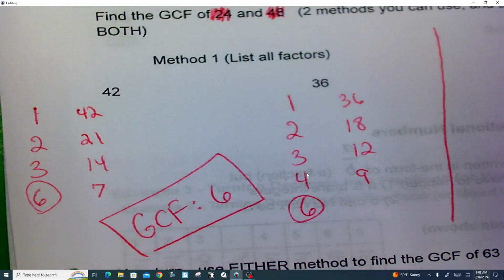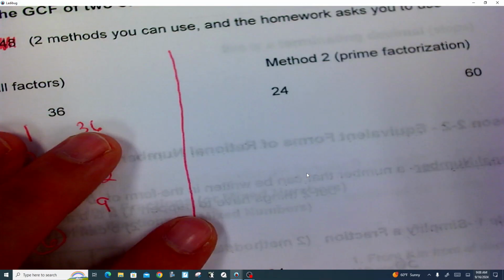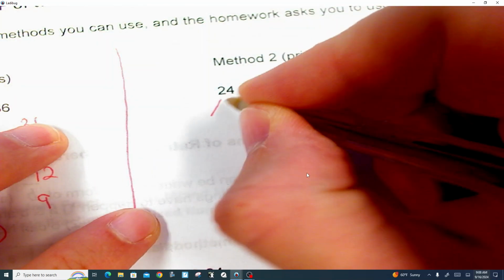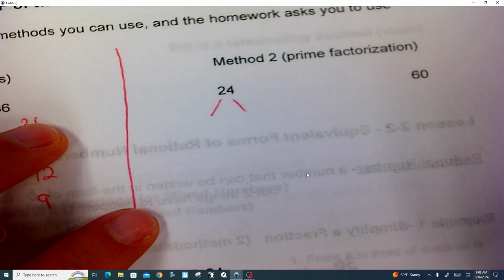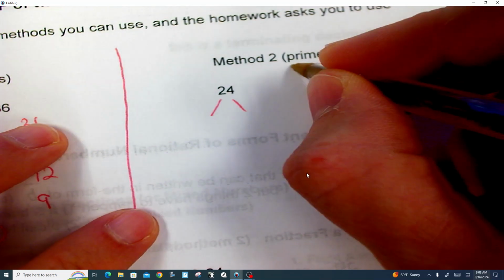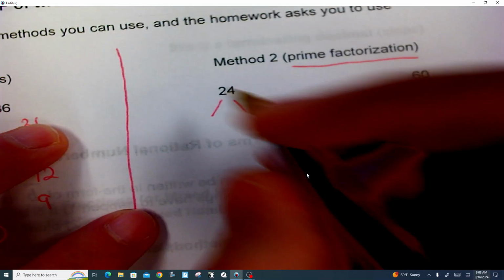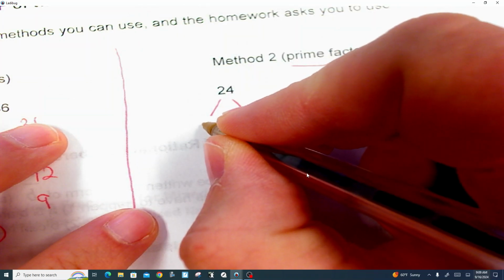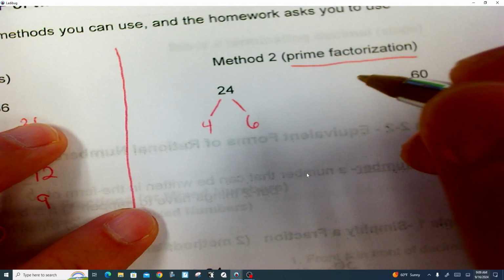Okay? Now, this is an okay strategy. It's good, especially if you're good with your multiplication facts. If you're not great with them, this is what I'd rather you do instead. Come right over here. Do your factor trees and get your prime factorization like we did on method 1. Let's just do this. How about 4 and 6?